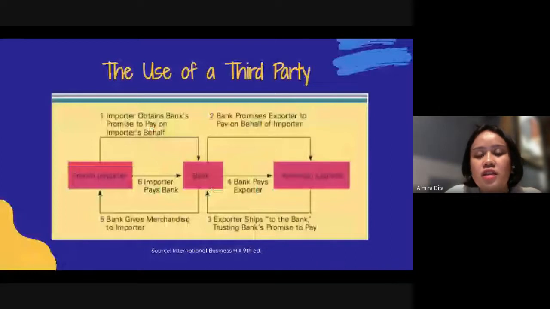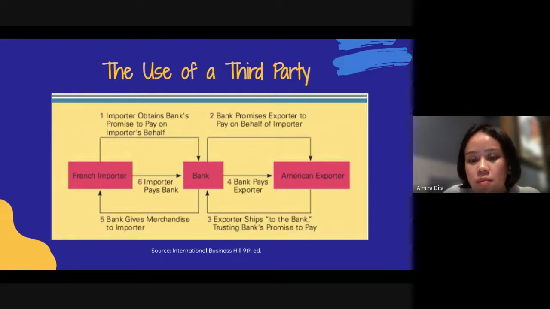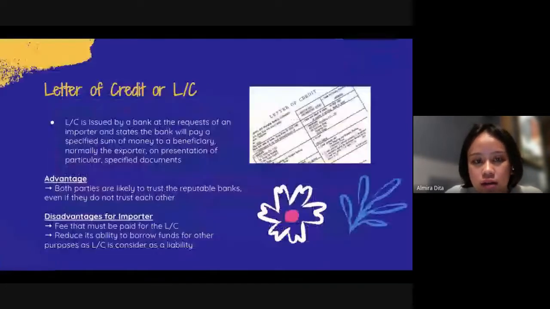So this is the illustration of using a third party. The first one is when the importer obtains the bank's promise to pay on the importer's behalf. The second one is the bank promises the exporter to pay on behalf of the importer. The third one is when the exporter ships to the bank, trusting the bank's promise to pay. The fourth one is the bank pays the exporter. The fifth one is the bank gives the merchandise to the importer. And the last one is the importer pays the bank.